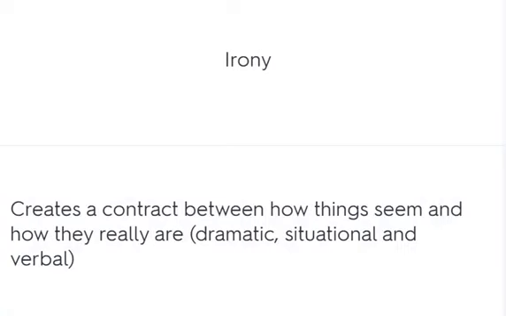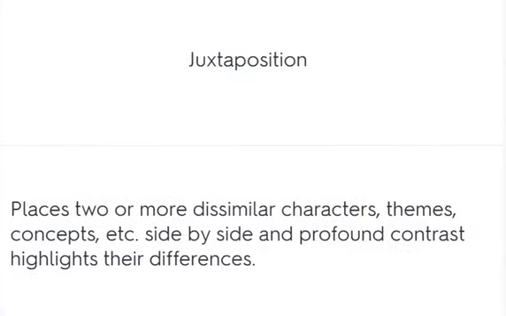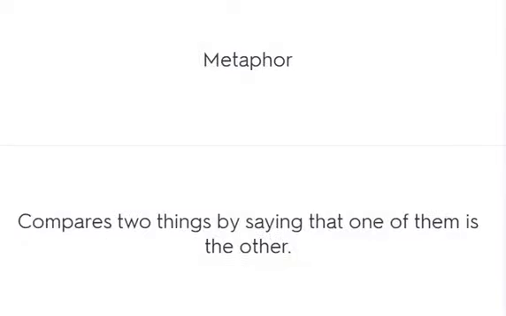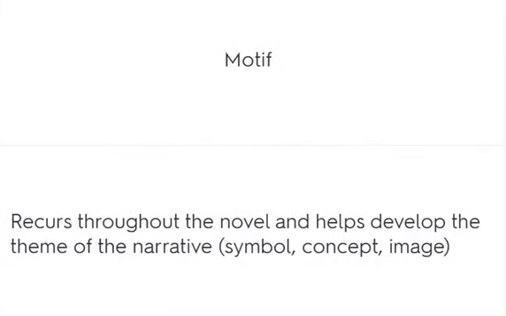Irony creates a contrast between how things seem and how they really are. Juxtaposition places two or more dissimilar characters, themes, concepts, etc. side by side, and the profound contrast highlights their differences. Metaphor compares two things by saying that one of them is the other. Motif recurs throughout the novel and helps develop the theme of the narrative.